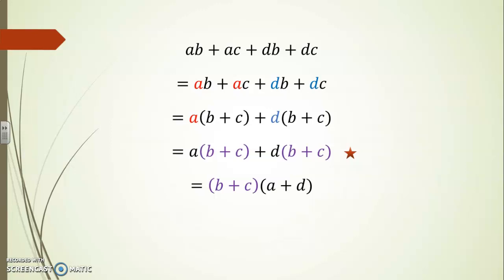In French, we say double distribution ou double factorisation, because as you've noticed, we've done 2 different steps of factoring. First on each pair of terms, and then on the common element that was generated in that starred step.